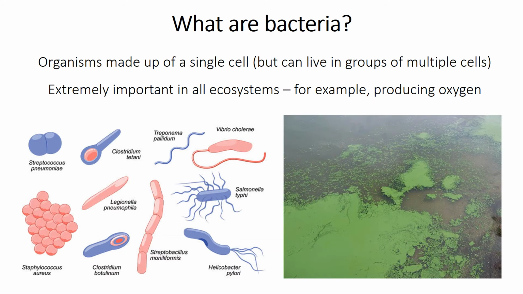You've probably heard about bacteria before. At the most general level, they're organisms that only have a single cell, although they can live in groups of multiple cells. Their cells are fairly simple, basically just a container for DNA and some other things. We most often hear about bacteria because some of them cause diseases, but bacteria live everywhere in the ocean and in lakes, in soils and in rocks, and even miles down inside the Earth. They're extremely important in all ecosystems. For example, some bacteria produce oxygen through the process of photosynthesis.